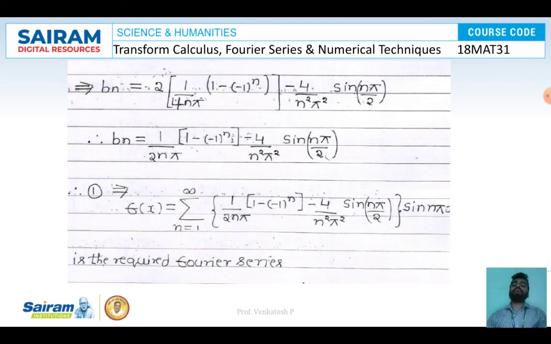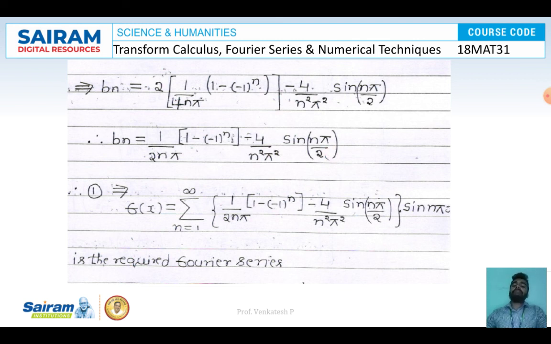So finally we got Bn is equal to 2 times of 1 by 4 n pi into (1 minus (minus 1) power n), minus 4 by n square pi square into sin(n pi by 2). Therefore the value of Bn will be equal to 1 by 2 n pi into (1 minus (minus 1) power n), minus 4 by n square pi square into sin(n pi by 2), which is the required value of Bn.